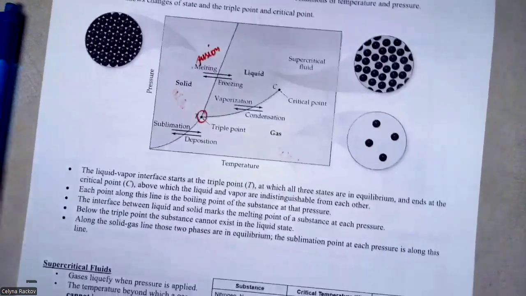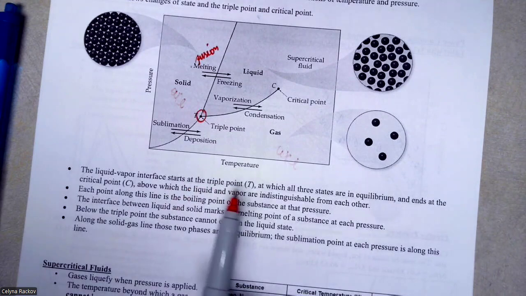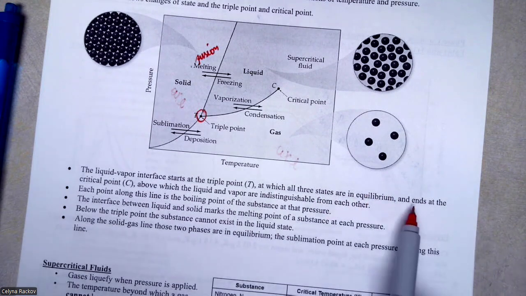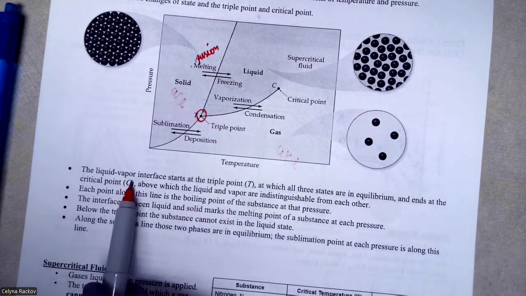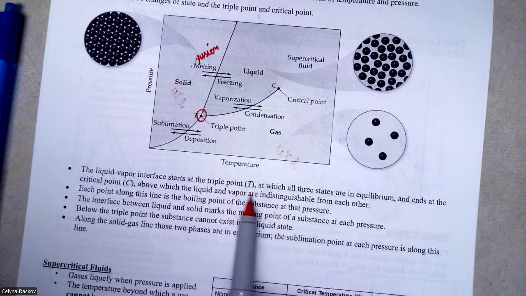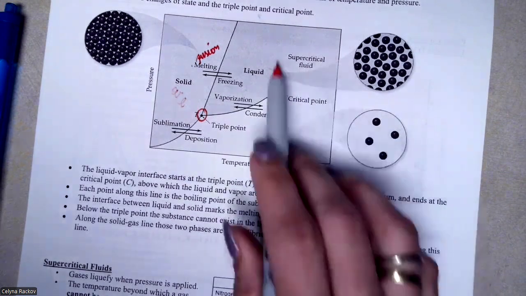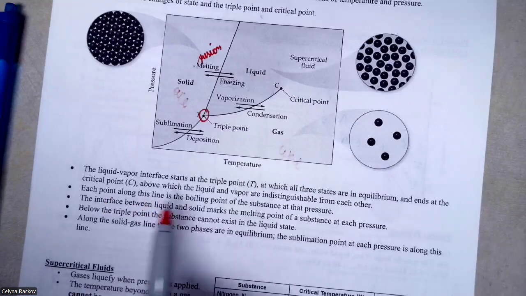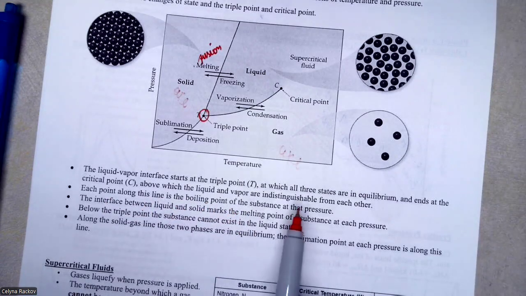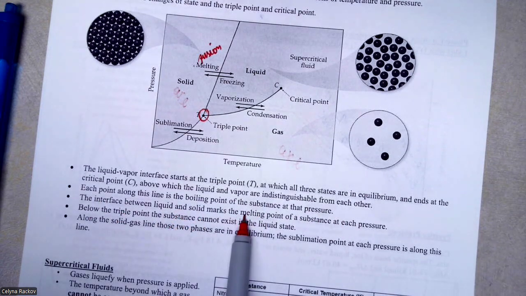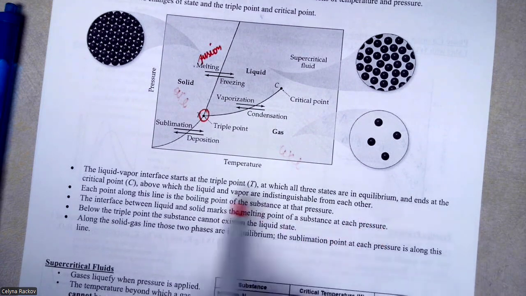Okay, so the liquid-gas interface starts at the triple point, at which all three states are in equilibrium, and ends at the critical point, above which the liquid and vapor are indistinguishable from each other. So you cannot say which one is which here, vapor and liquid. Each point along this line is a boiling point of a substance at that pressure. The interface between liquid and solid marks the melting point of a substance at each pressure.